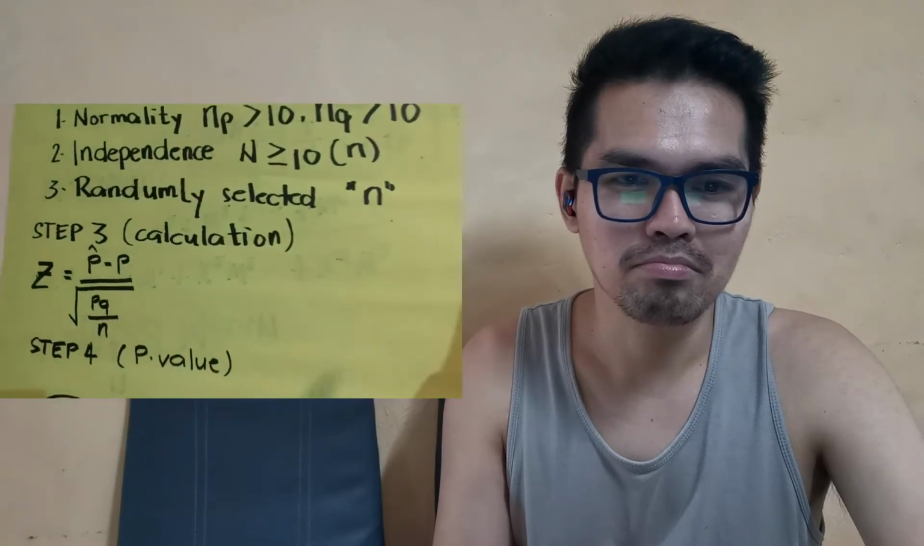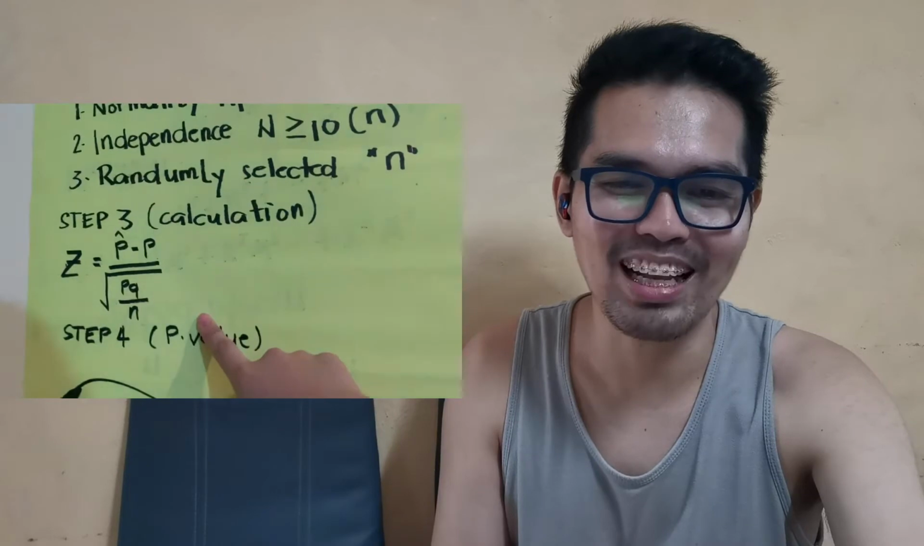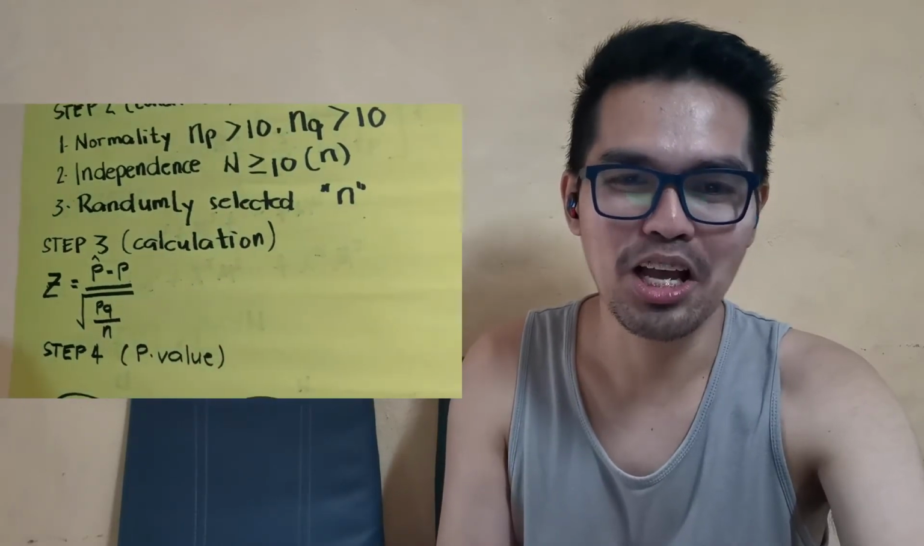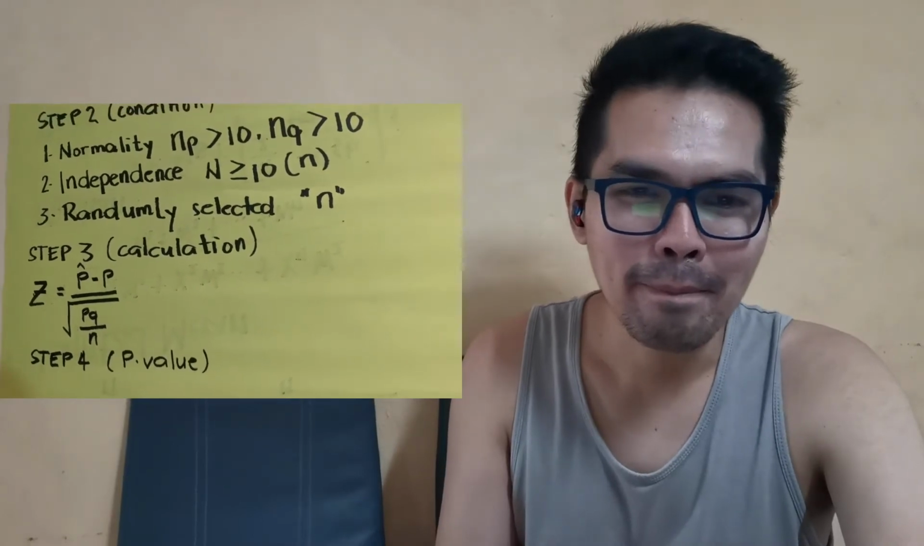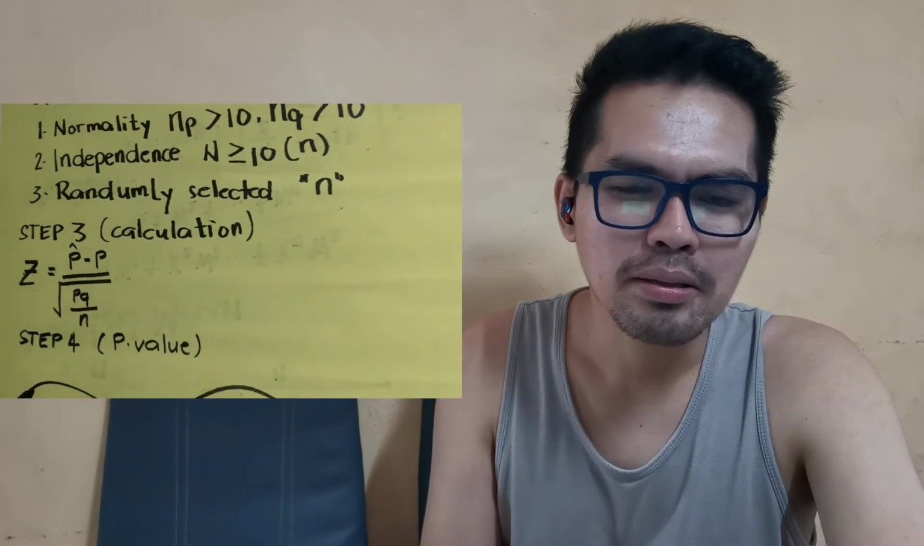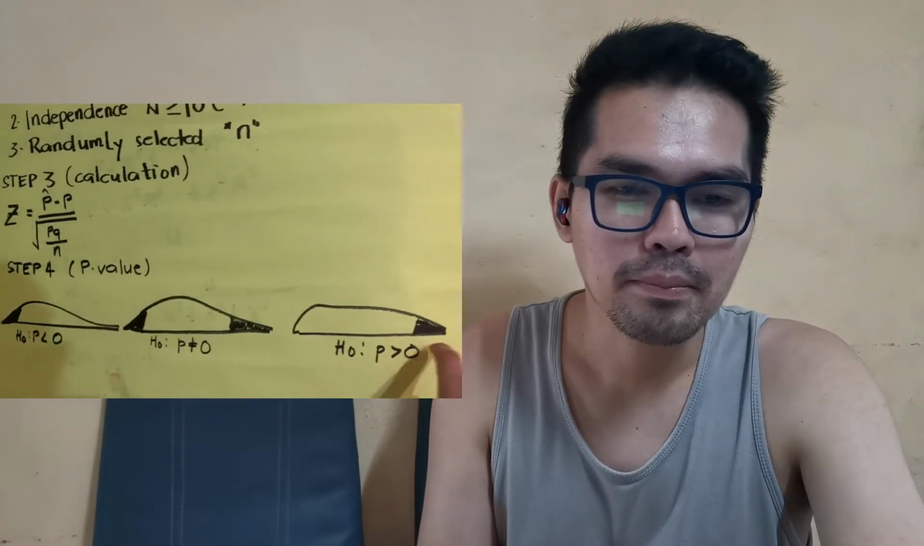After step 2, you will do the calculation. The formula is z equals p hat minus p, all over the square root of p times q over n. Step 4, you will draw like this.